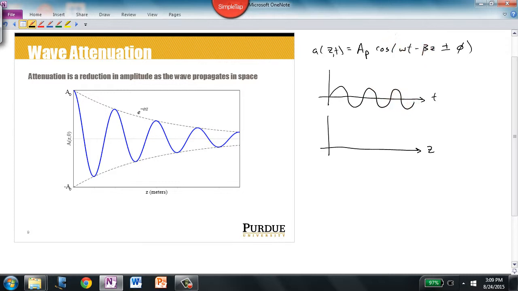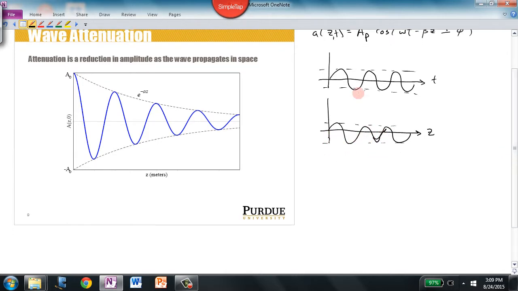If we picked one value for z and then plotted it, we get a sinusoidal function. And then if we picked one value for t and then plotted it, we get another sinusoidal function. I didn't draw it very well here, but the peaks and the valleys in both of these are constant. So this really should have come down like that.